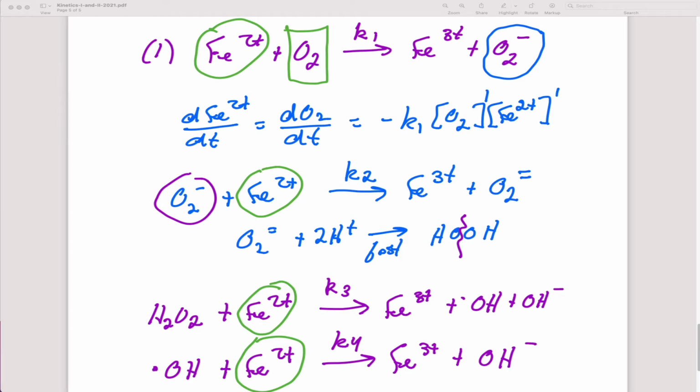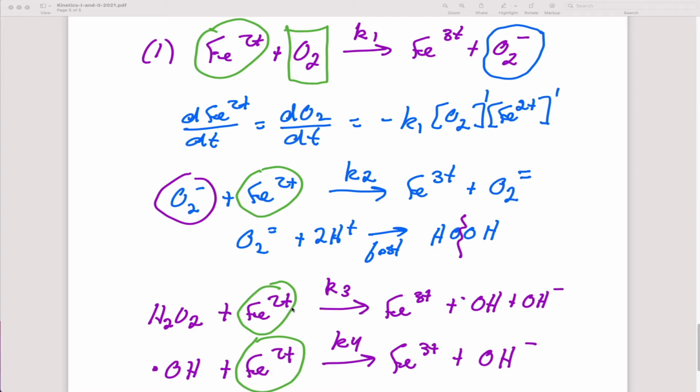Okay, on Friday, we finished up our conversation of iron oxidation kinetics by describing a four-step mechanism in which iron 2 initially reacted with oxygen to produce iron 3 and superoxide. Superoxide then went on as an intermediate to react with iron 2 to produce iron 3 and O2 2 minus, also known as hydrogen peroxide.